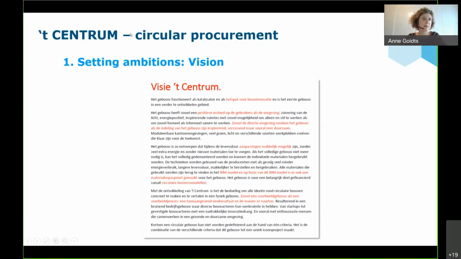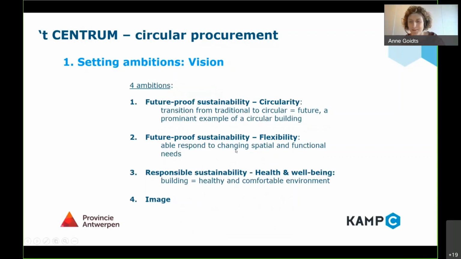So we made a vision document. This is it. It's not more than that. Just to make clear what we wanted, and because it's in Dutch, just some more explanation. So there were 4 general ambitions. The future-proofed sustainability as circularity. So that means that we want to show that the building has to show that the transition from traditional to circular is really the future, and it has to be a prominent example of a circular building.